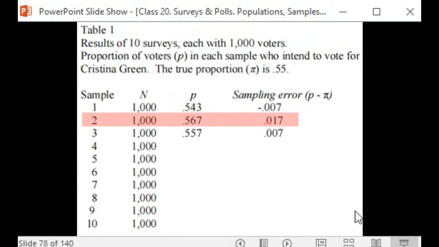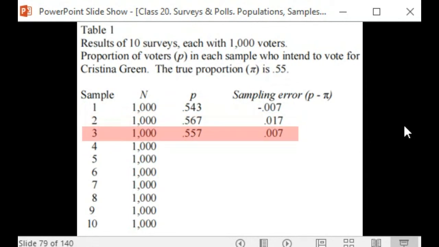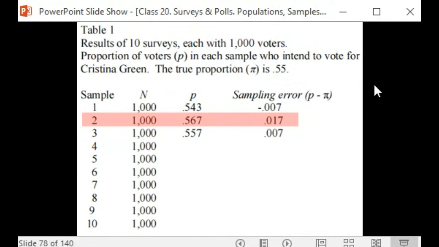For the second sample, we see that p is 0.567, and go ahead and calculate this out. You notice the table says that the error was 0.017. Let's go ahead and check. Get a calculator and check it out. Subtract pi from p, and I'll give you about 15-20 seconds to do that.